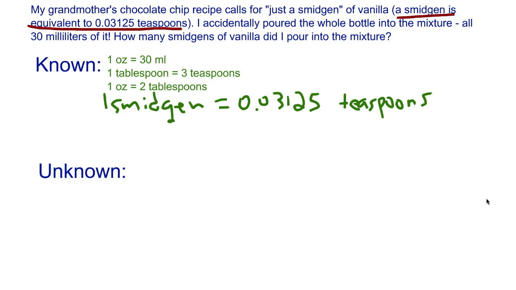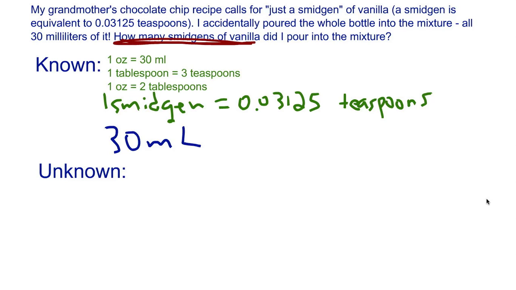Now, what else is given to us by the problem? Well, it says that I poured the whole bottle into the mixture, and it gives me the volume of the bottle, 30 milliliters. So I know that I'll be starting off with 30 milliliters. And as for our unknowns, well, our unknowns is what they're asking of us. So they're asking how many smidgens of vanilla I poured. So what I don't know is the number of smidgens.